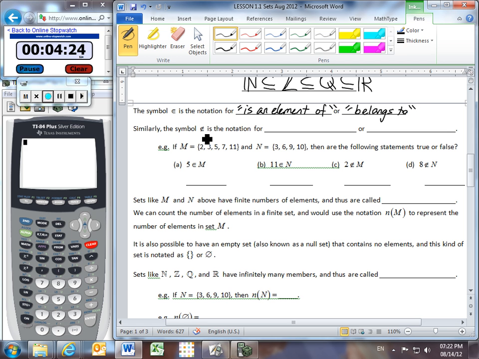Similarly, the symbol with that same E that's being crossed out is the notation for "is not an element of," or a little bit more informally, "does not belong to."